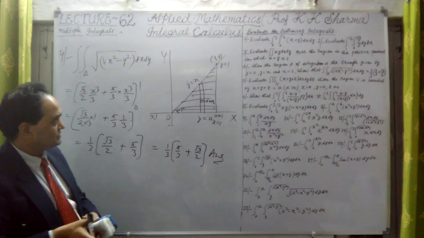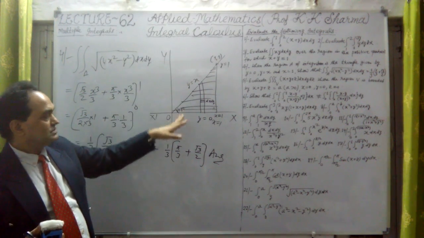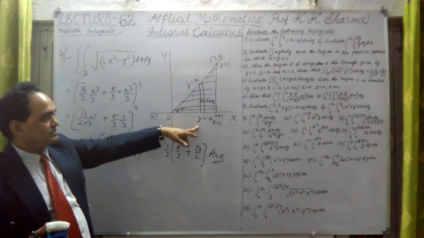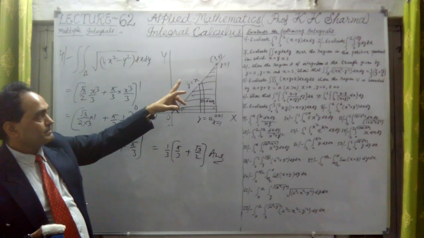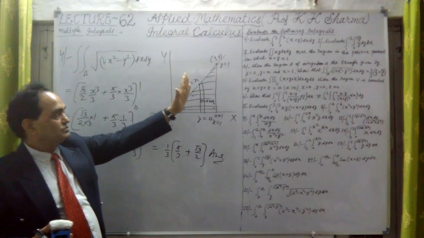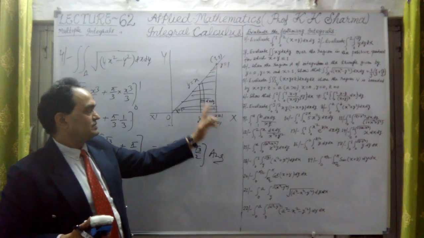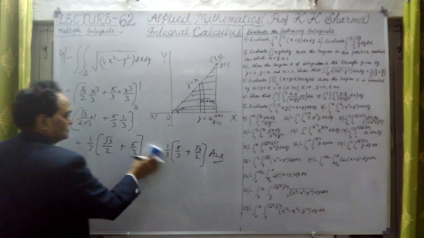Okay, so this triangle is y equal to x, above the x-axis where y equal to 0, and at x equal to 1. So this line is x equal to 1. This is what answer is obtained.